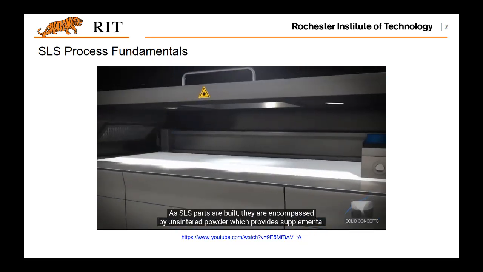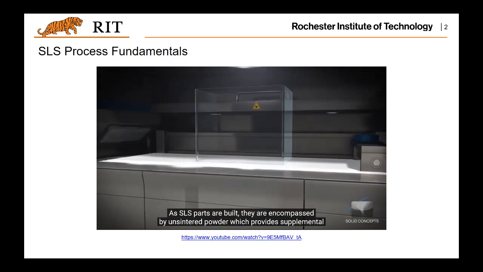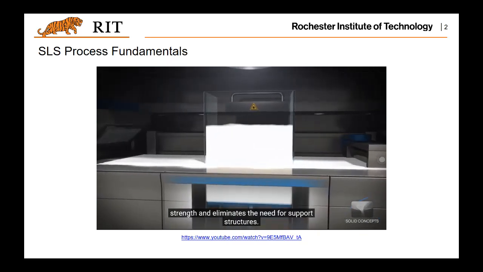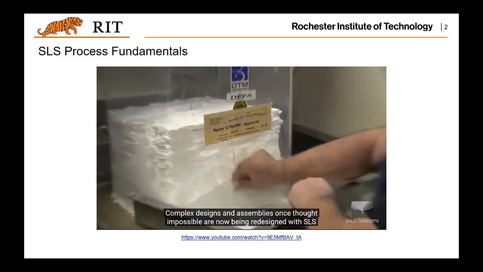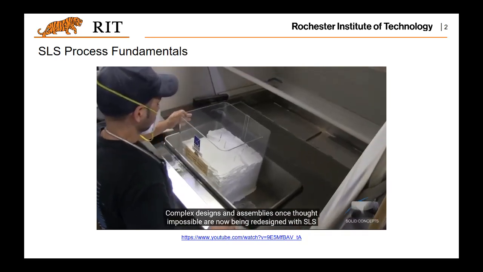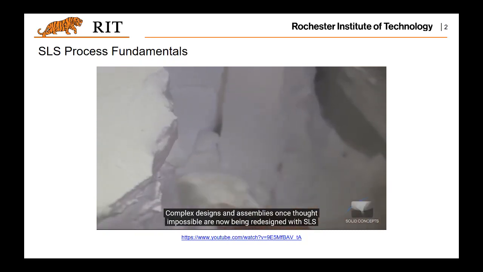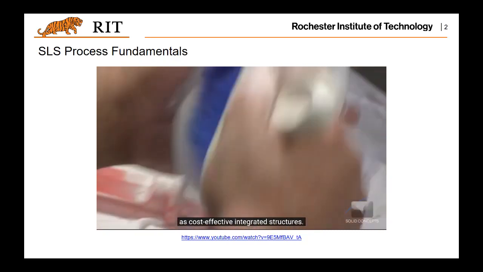As SLS parts are built, they are encompassed by unsintered powder, which provides supplemental strength and eliminates the need for support structures. Complex designs and assemblies, once thought impossible, are now being redesigned with SLS as cost-effective integrated structures.